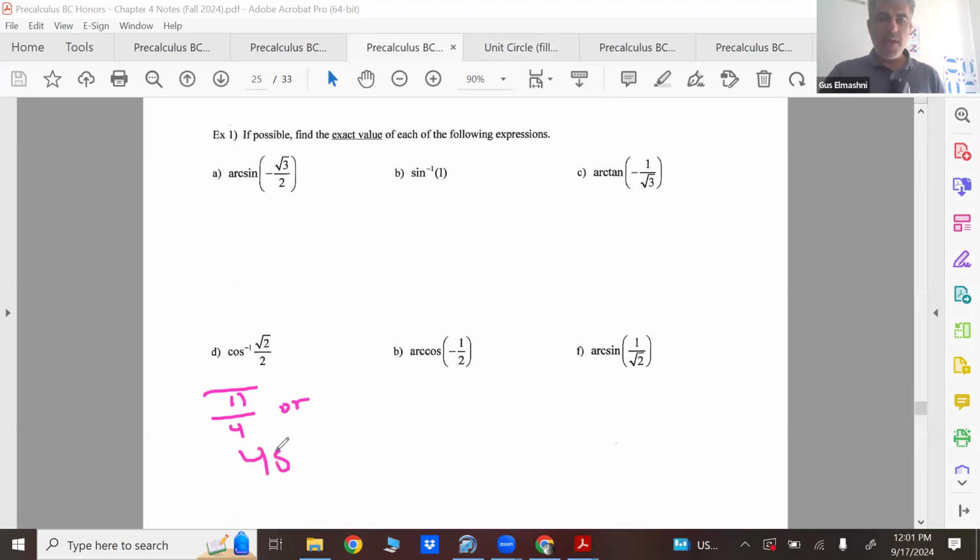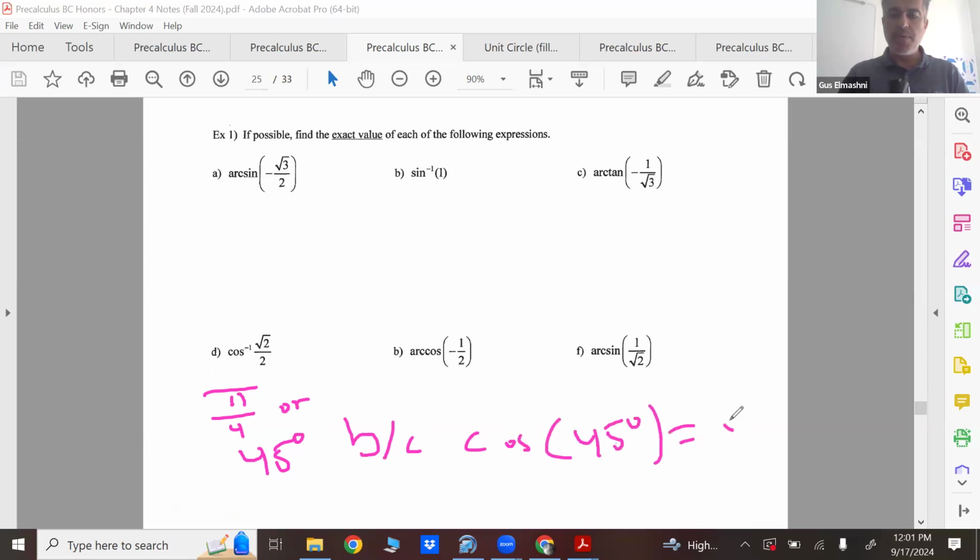or 45 degrees. Whether you give it in degrees or radians, I don't care. If I do specify, then of course, give the unit that I specify. But if I don't specify, you can do radians or degrees. I don't care, because remember, the output is an angle, right? Because cosine 45 degrees equals what, guys? √2/2. It's all reversed.